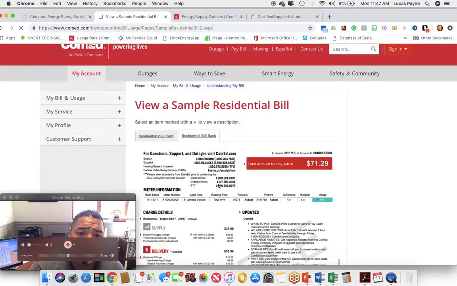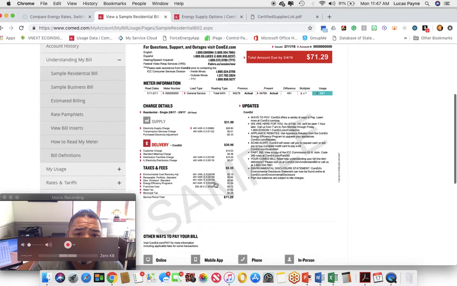I just want to point this out again, that the bills are broken down into 3 sections: supply, delivery, and taxes and fees. ComEd will always be the delivery. They're responsible for the poles, the wires, the pipes, the things that bring the power to the customer. What we're responsible for, what we can affect, is the supply portion, or where the power comes from. And again, this tends to be the largest portion of any bill. In this case, it's just over 50% of this bill, and the other portion is delivery and taxes and fees.